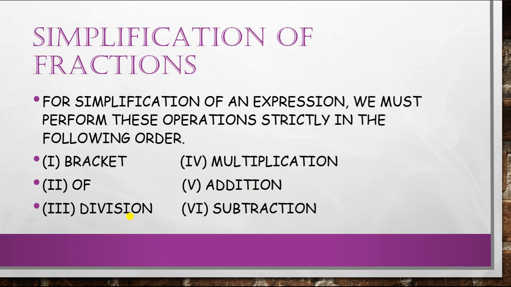For simplification of an expression, we must perform some operations, that is the BODMAS rule, which we all have learned. But before that, first let us know what is simplification of an expression. On performing various given operations in a given expression and getting its value is called the simplification of the given expression. Now, for the simplification of an expression, we must perform these operations strictly in the following order. We have been given 6 operations which we have to follow strictly in the order. That is known as the BODMAS rule.